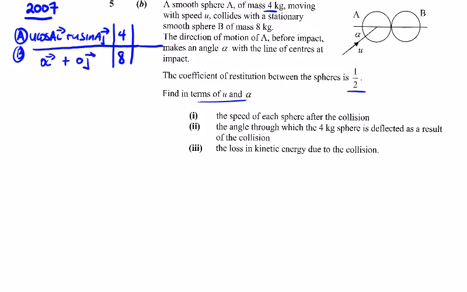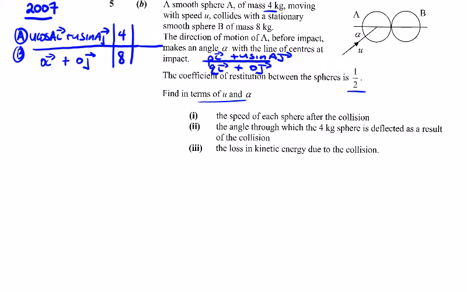There's not going to be any change in the j direction, so afterwards we're going to have p in the i direction plus u sin alpha in the j direction for A, and q in the i direction plus 0 in the j direction for B.